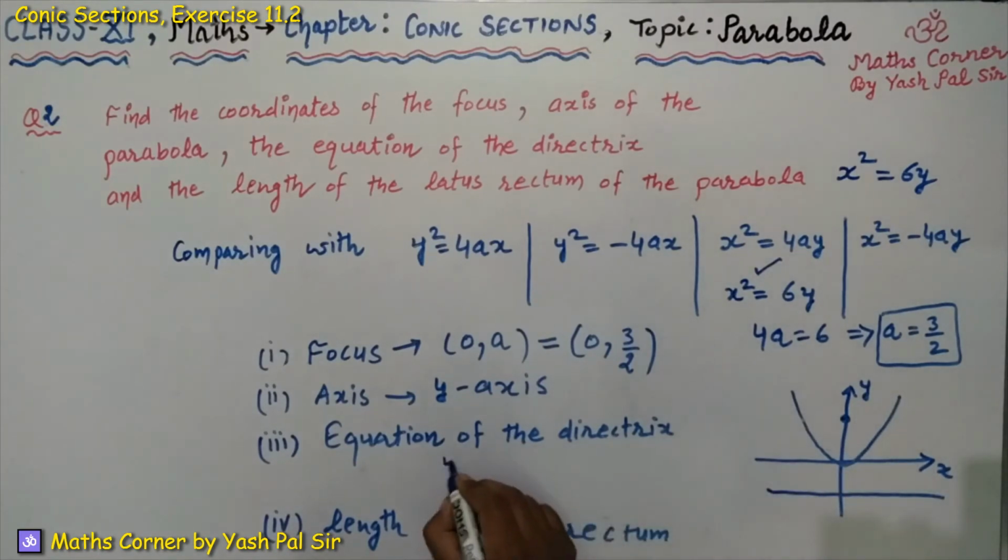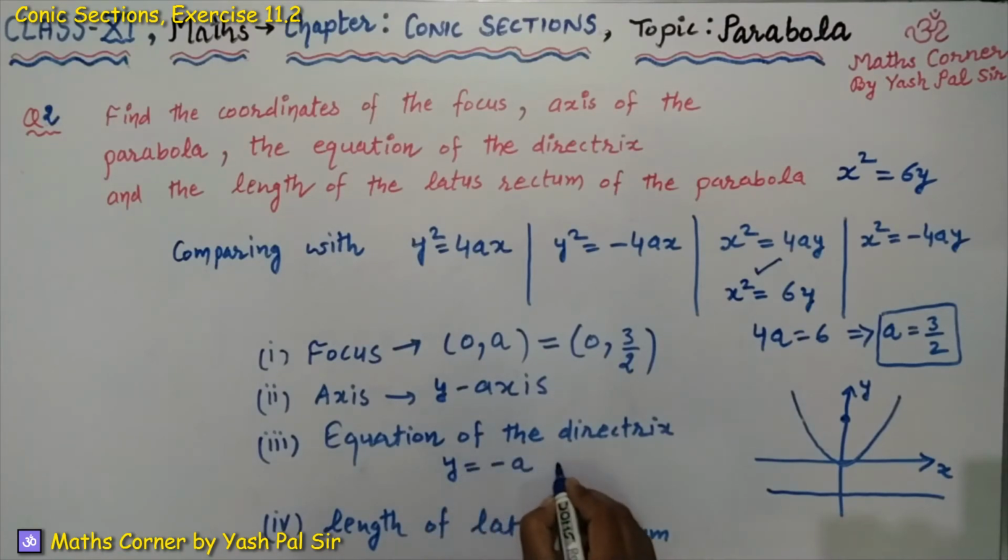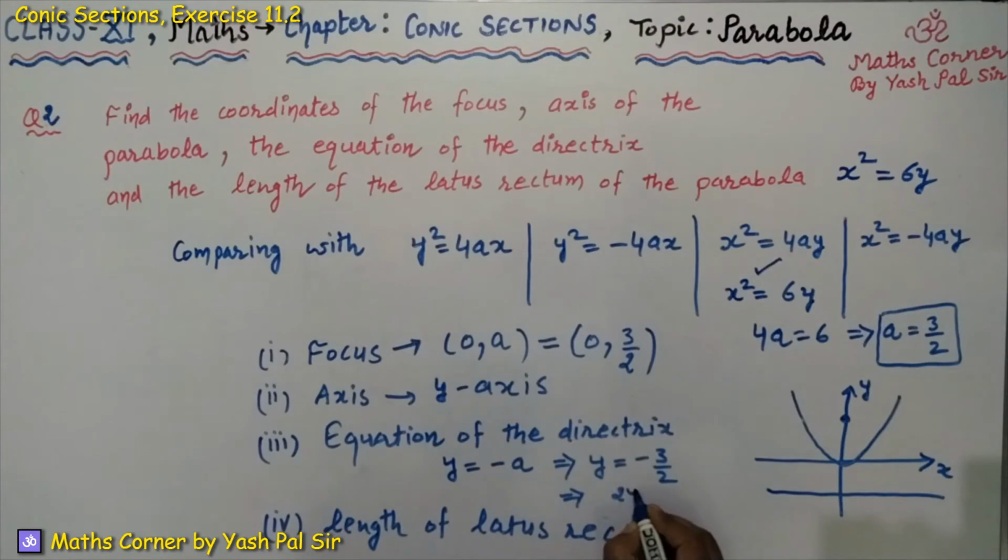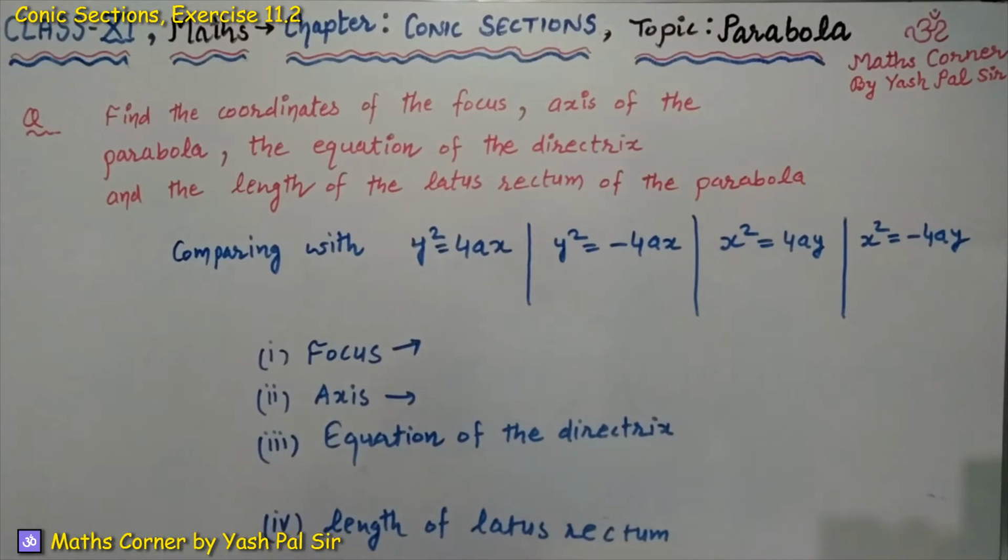Equation of the directrix. This is the directrix. That is, y is equal to minus a, which gives us y is equal to minus 3 upon 2. So we can write this equation as 2y plus 3 equal to 0 as the equation of the directrix. Last one is length of latus rectum. In each case we have studied that 4a is the length of latus rectum. Here 4 into 3 upon 2 becomes 6 unit, the length of latus rectum.